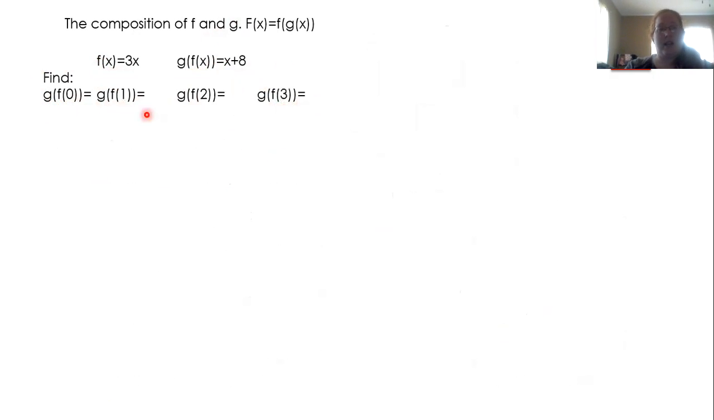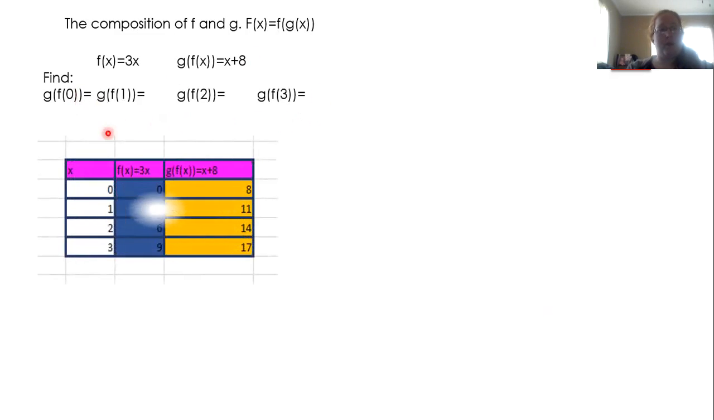What I would do is make a table first. This table shows our values of x because we want to look for 0, 1, 2, and 3. The second part of it is f of x equals 3x. So we know that our values of x are 0, 1, 2, and 3, and we place those into this equation where the x is. 3 times 0 equals 0. 3 times 1 equals 3. 3 times 2 equals 6. And 3 times 3 equals 9.